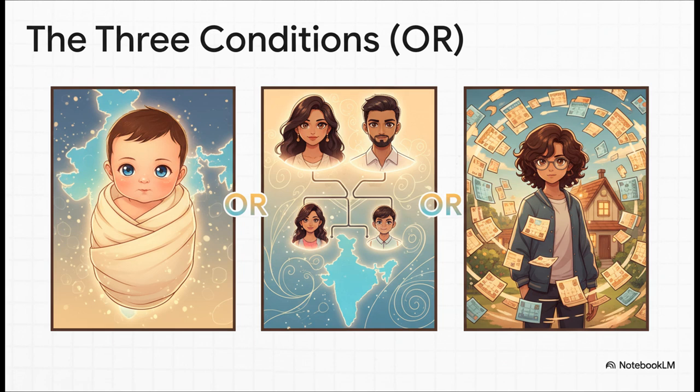All right, so let's say you've cleared the domicile hurdle. Now you get to Step 2, the conditions. And remember, you just need to tick one of these boxes. See the big or there? So option A, you were born in the territory of India. Simple enough. Option B, one of your parents was born there. Or option C, you were ordinarily resident in India for at least 5 years right before that big day, January 26, 1950. Any one of those three and you are in.